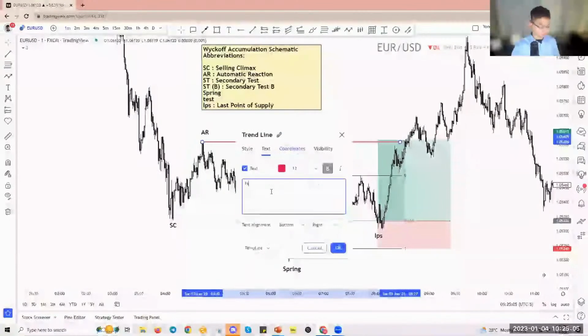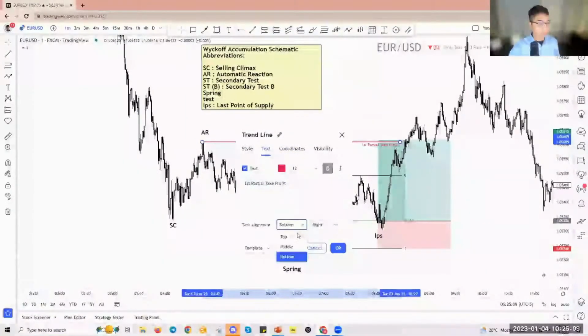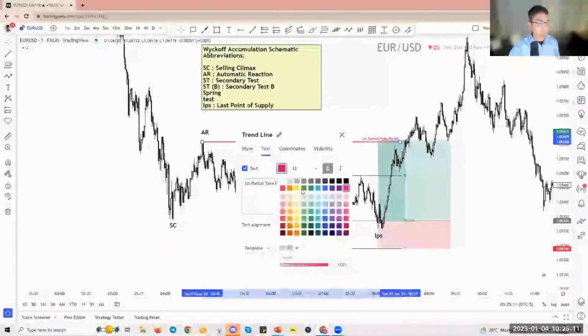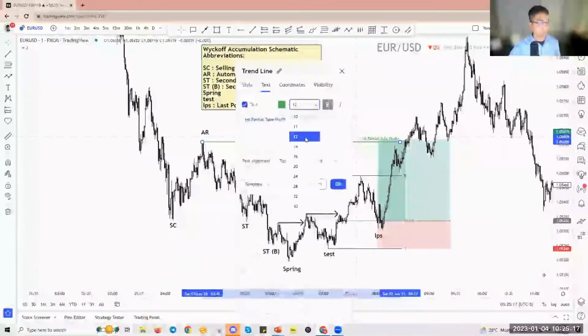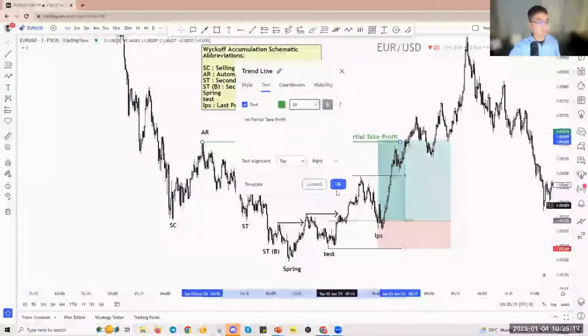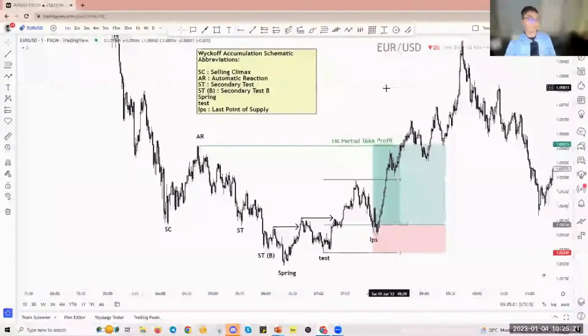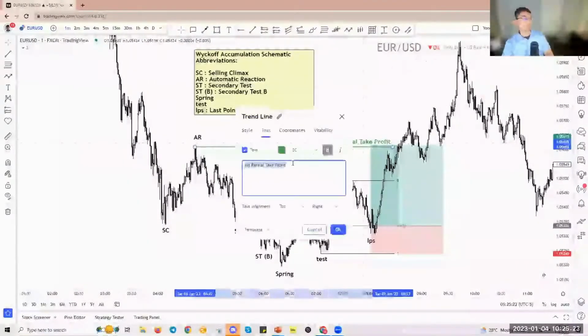I'll name out this area first partial take profit. Just remember this area is the first take profit target, so it's in green, star also in green. Okay, I'll just increase the text size a bit. First partial for take profit.